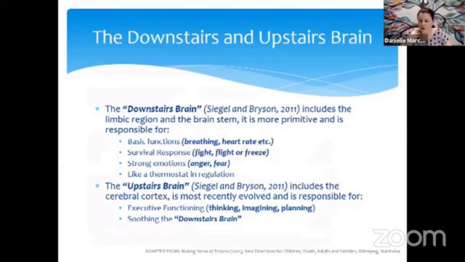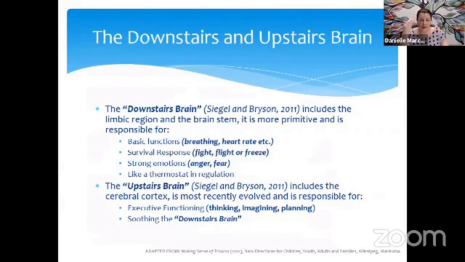It's also where the survival response, the fight, flight, or freeze, exists. And it's also where we find strong emotions like anger and fear. When you think about the evolution of man, our downstairs brain would be considered our primitive brain. It's the brain that we had before we became human, when we were animal. It's like an animal's brain. The upstairs brain is where we think, where we create, where we problem solve. It's the part of the brain that makes us human.